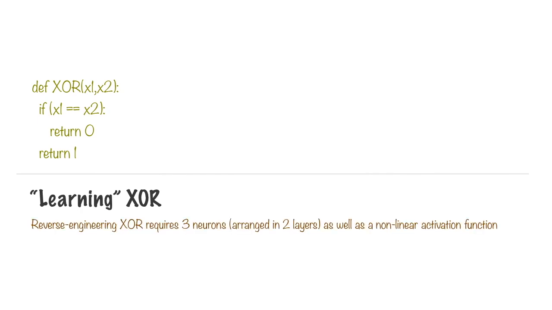Now, let me tell you upfront that reverse engineering the XOR function will require three neurons arranged in two layers, and it will also require us to make use of a non-linear activation function. When you hear this, very likely your question is going to be, how do we know? How do we know that this particular arrangement of three neurons arranged in these two layers is going to learn XOR? And the answer is, well, some previous researcher has found it out.